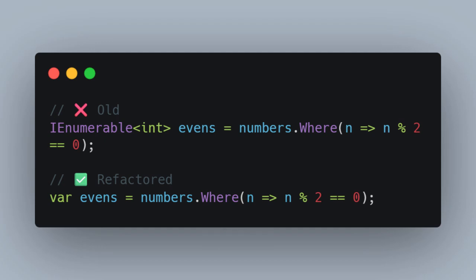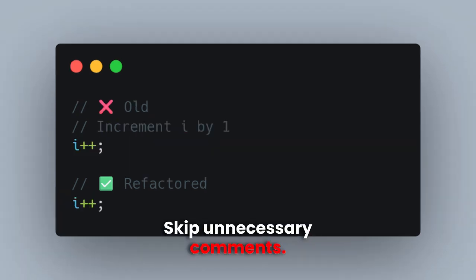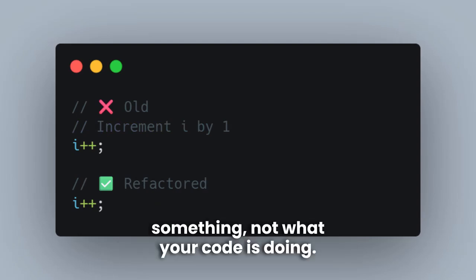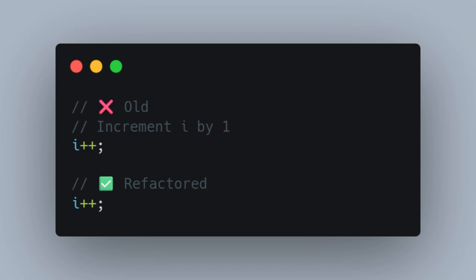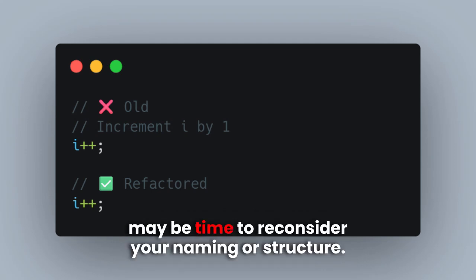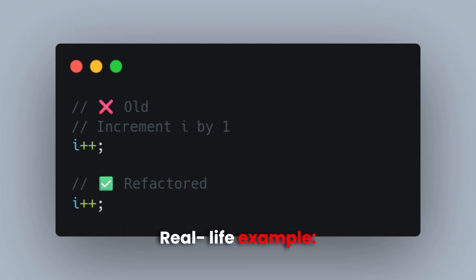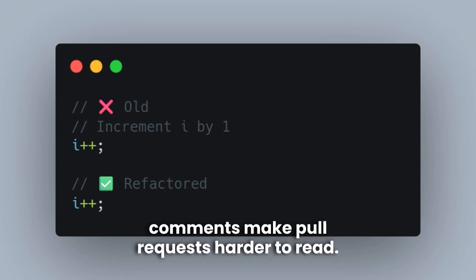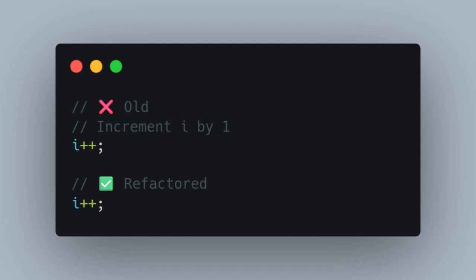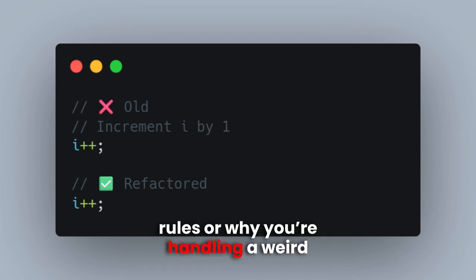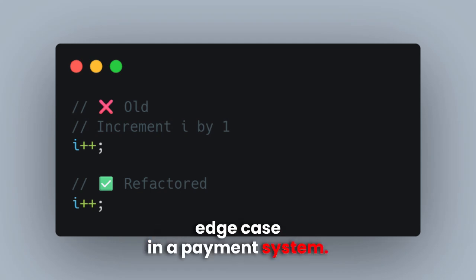Tip 7. Skip unnecessary comments. Comments are great for explaining why you're doing something, not what your code is doing. If your code requires a comment to be understandable, it may be time to reconsider your naming or structure. Real-life example. In a team project, tons of "what" comments make pull requests harder to read. Save comments for stuff like tricky business rules or why you're handling a weird edge case in a payment system.